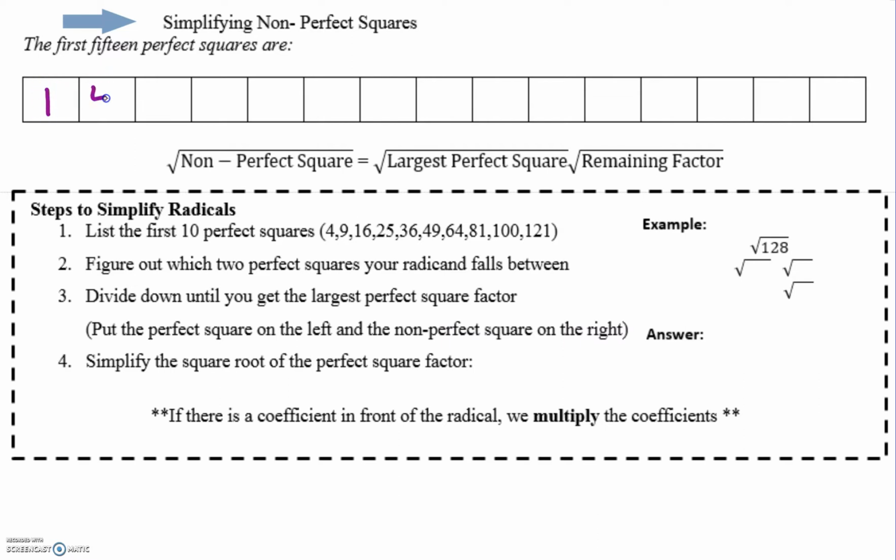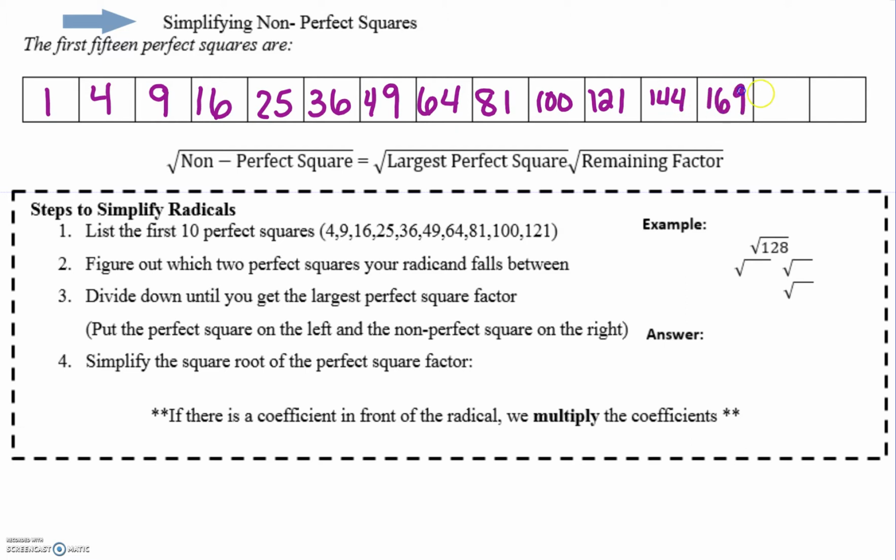1 squared, 2 squared, 3 squared, 4, 5, 6, 7, 8, 9, 10, 11, 12, 13, 14, and 15. So that's basically just saying 1 squared, 2 squared, 3 squared, 4 squared, 5 squared, etc.